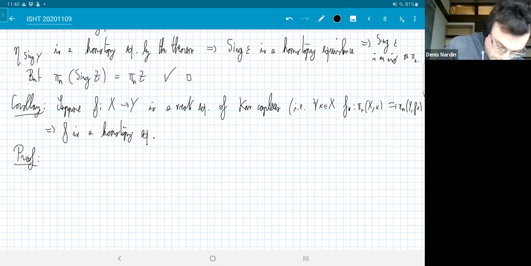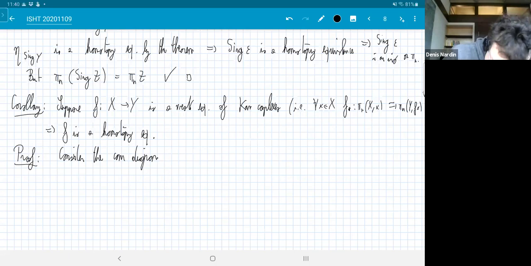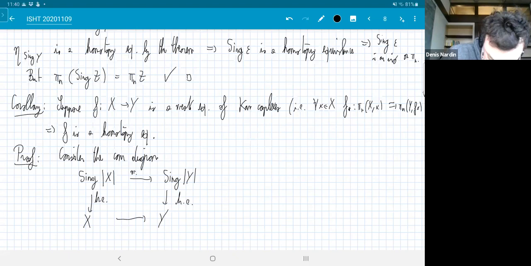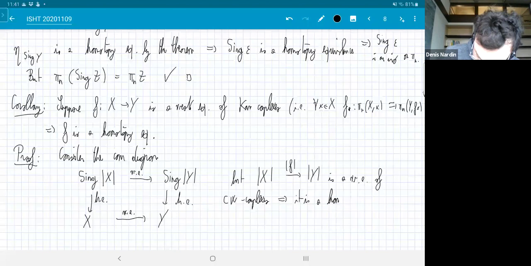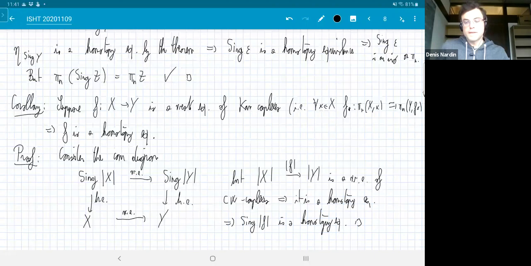Consider the commutative diagram. So we have sing geometricalization of x, sing geometricalization of y, x, y. This is a homotopy equivalence, this is a homotopy equivalence, and this is a weak equivalence. But this map is a weak equivalence of CW complexes, hence it is a homotopy equivalence. So sing is a homotopy equivalence. Okay, and then you just zigzag your homotopy equivalences around.